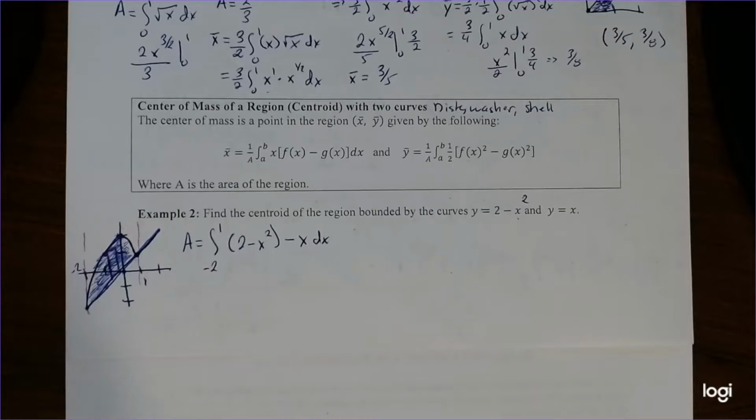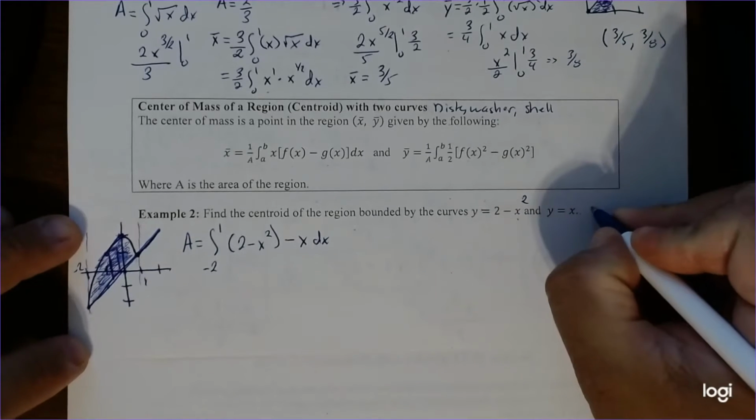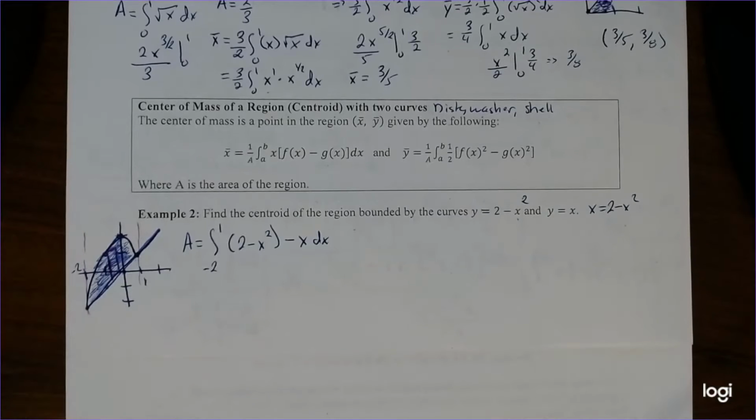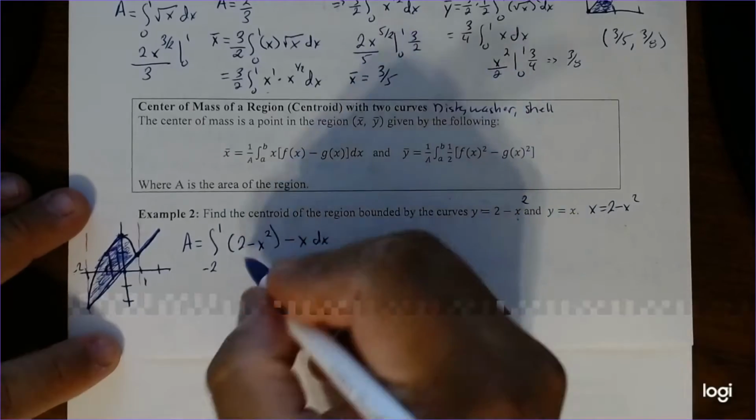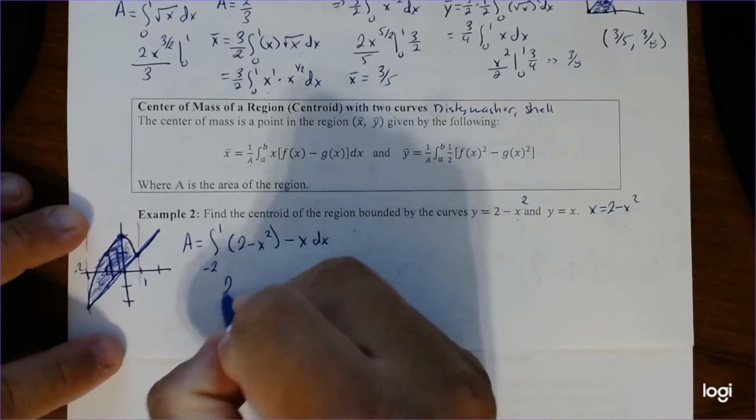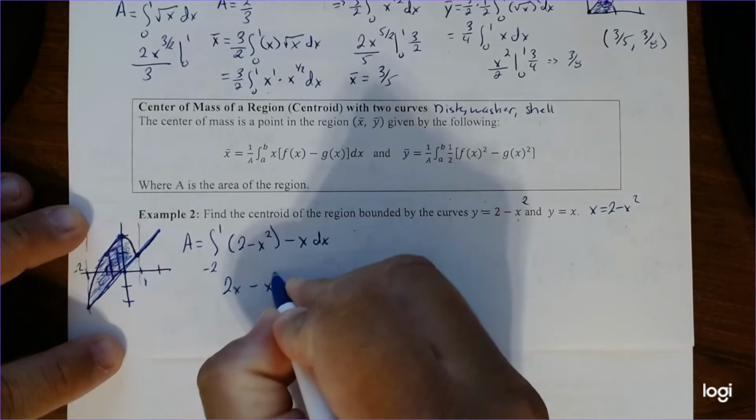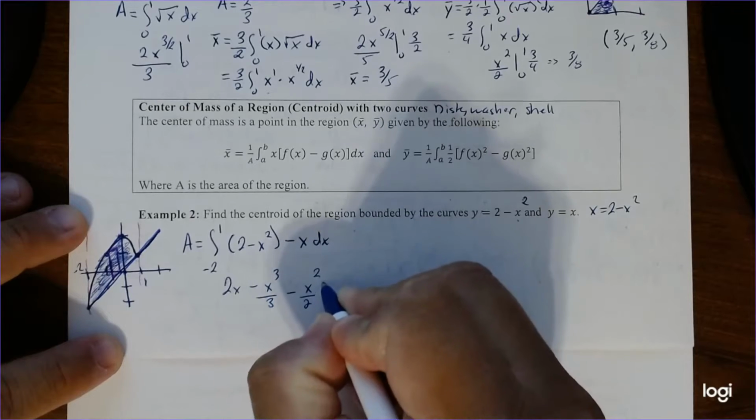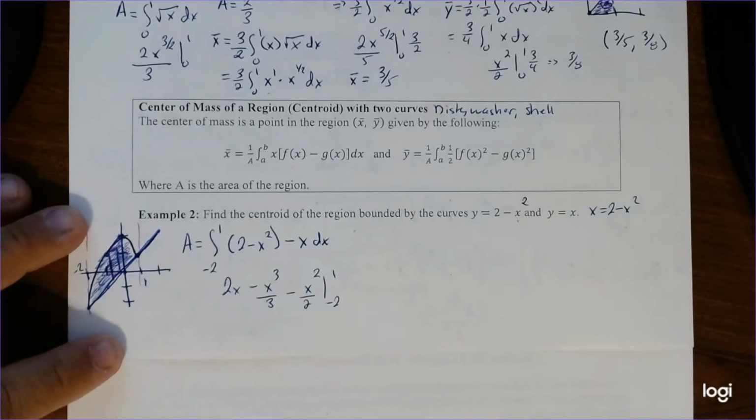But if you did have to do it, you just set them equal to each other, so 2 minus x squared equals x, and just solve for x there, and you would get negative 2 and 1 as well. Just use factoring methods to do that. Okay, so now we just do this process. The integral of this is simply the power rule for each term, so this is going to be 2x minus x to the third over 3 minus x squared over 2, evaluated at negative 2 and 1.